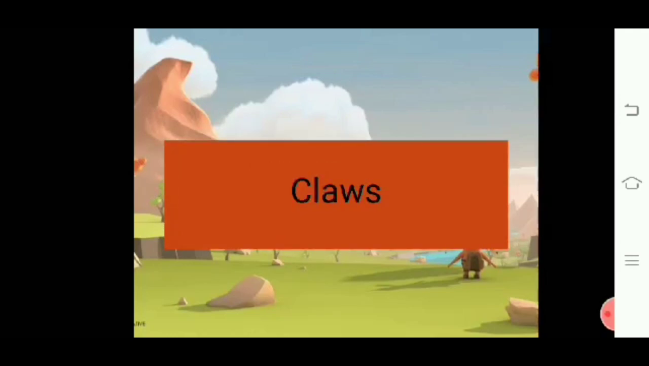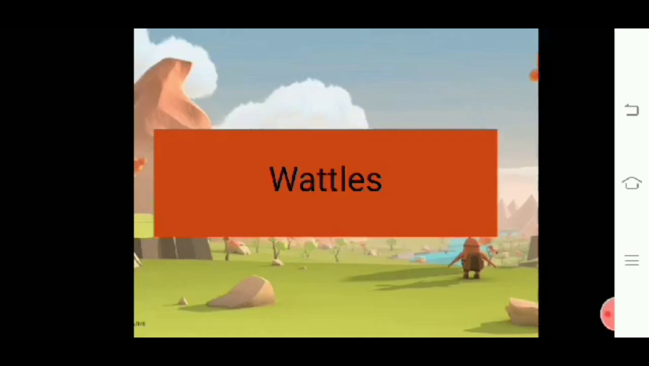Now let's move on to the meaning of the claws. The claw is a curved, pointed, horny nail on each digit of the foot in birds, lizards, and some animals. And wattles. Wattles are the fleshy flaps of skin that hang on either side of the hen's throat, starting just behind the beak.